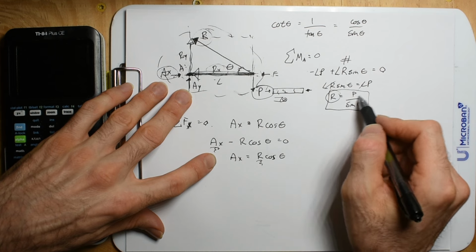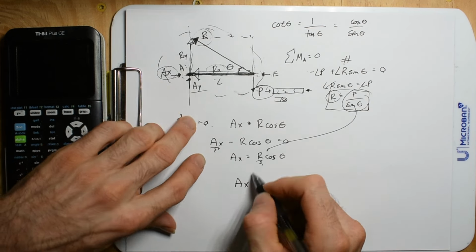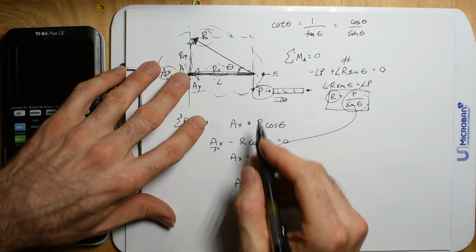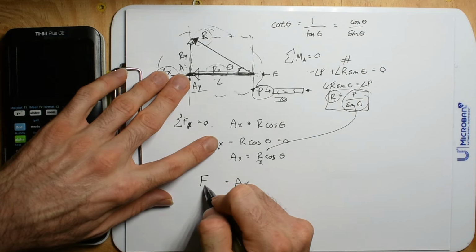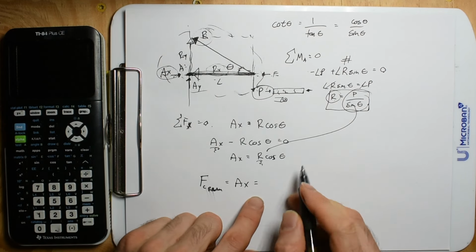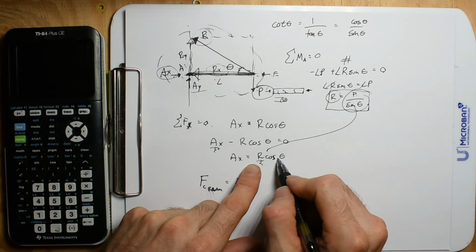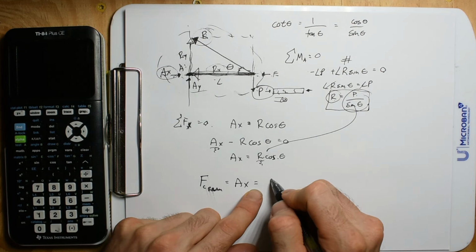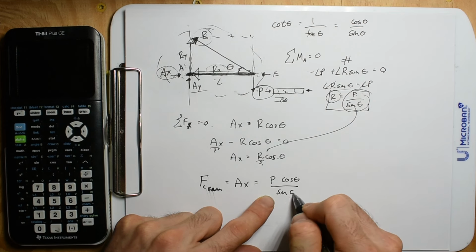So we take this R term and throw it right in there. Now we have this reaction at A, which is representative of the force in compression of the beam. I might just say FC for that beam we're analyzing, and that's going to be equal to P sine theta goes right there, and the cosine theta is on top. So it's P cosine theta divided by sine theta.